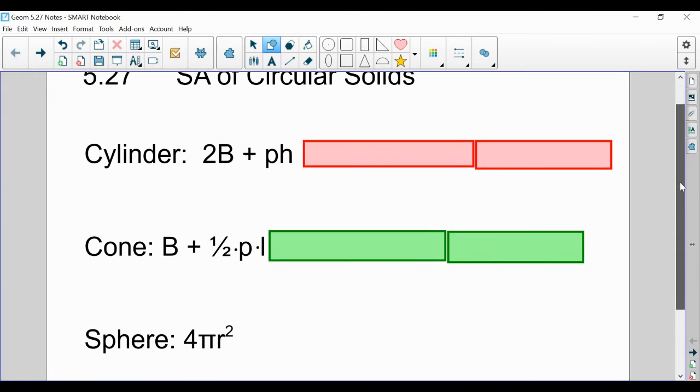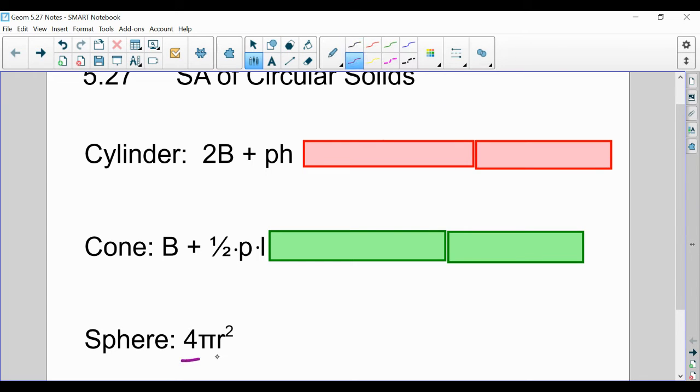The three things that we're going to look at today are cylinders, cones, and spheres. And the sphere is kind of unique. The surface area of the sphere is 4 pi r squared, and there's a really cool derivation as to where that comes from.